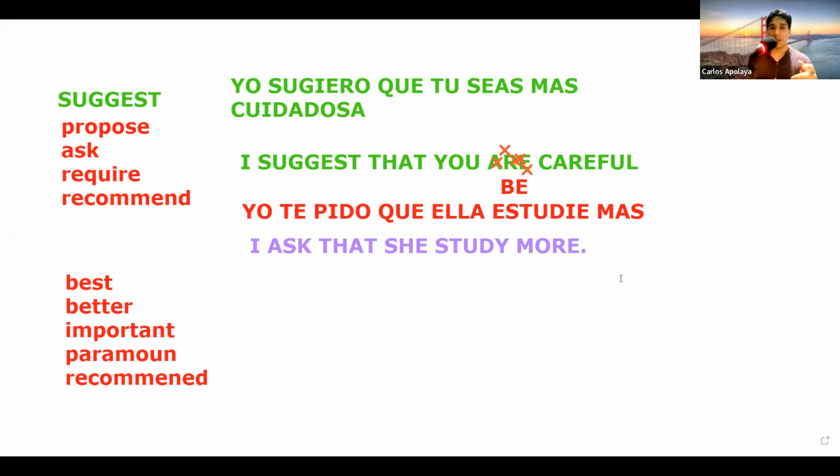Well, look at this. When you want to suggest, when you want to propose, when you want to ask, when you want to say that something is good for somebody else, you have to follow these structures: suggest, propose, ask, require, recommend, that, the subject, and the verb in the bare form, like this. Yo sugiero que seas más cuidadosa. Don't say, I suggest that you are careful. Incorrect. I suggest that you be careful.